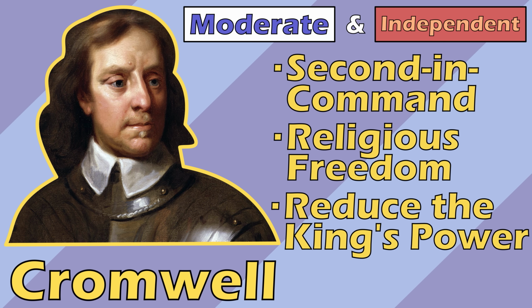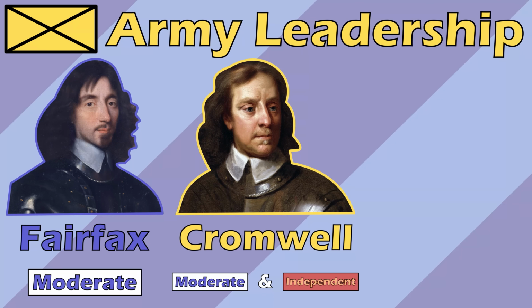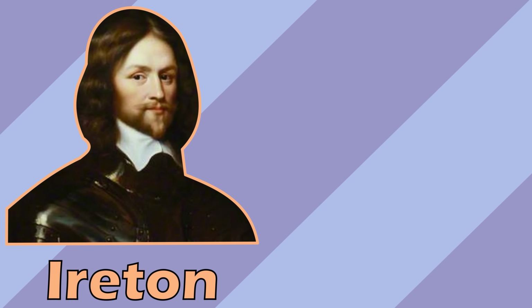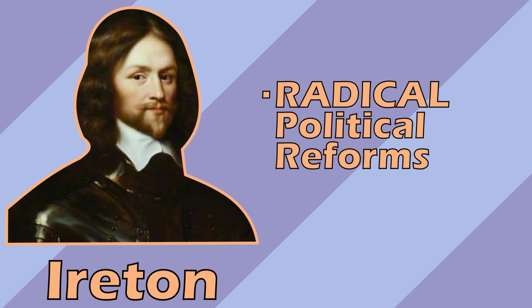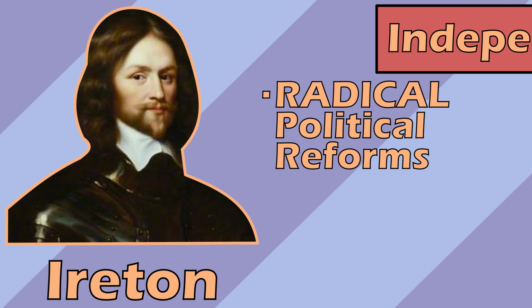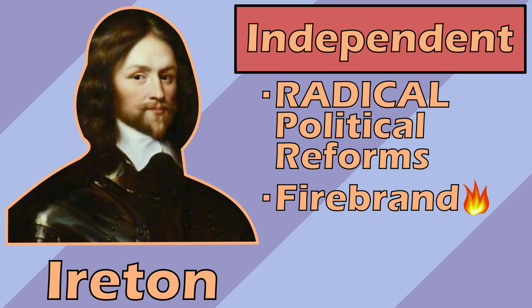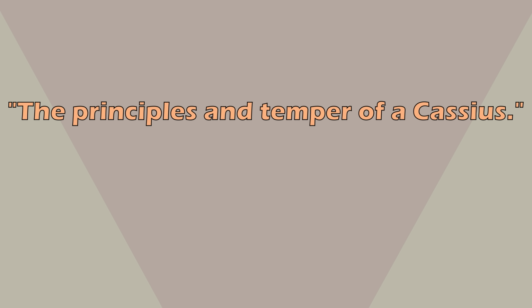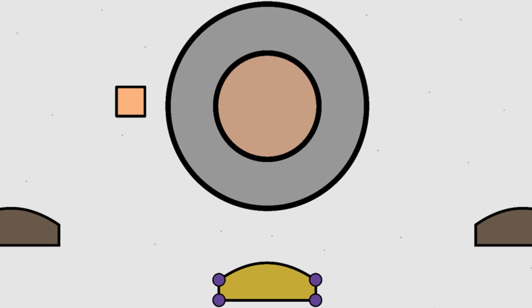The experience with the Scottish invasion had changed Cromwell, and he was no longer certain that the English people could trust their own sovereign. Henry Ireton was another high-ranking general, and Cromwell's son-in-law. Ireton favored radical political reforms, which made him an independent. He was a firebrand, and he wasn't shy about speaking out against the monarchy and the nobility. One contemporary described him as having, quote, the principles and temper of a Cassius. Cassius? We actually know what that means.